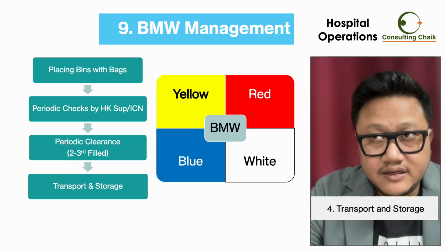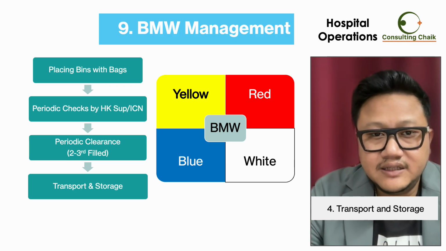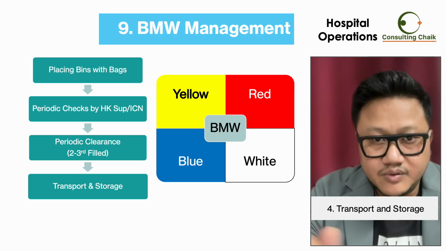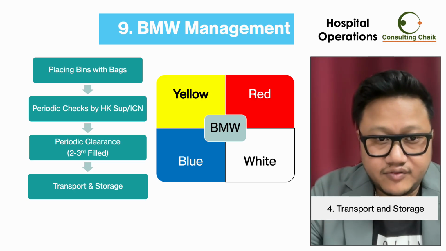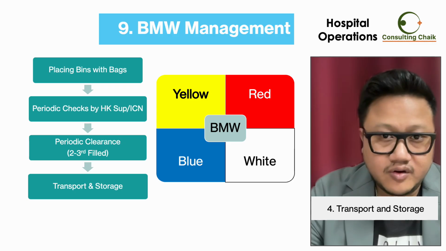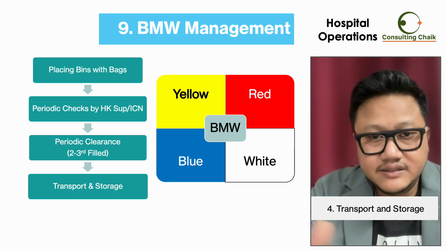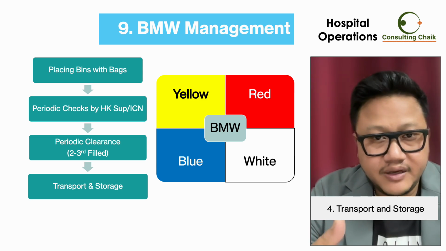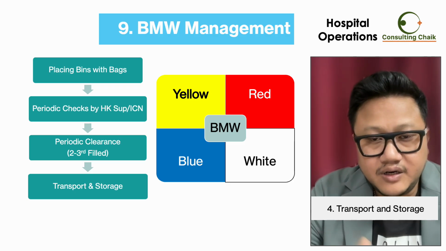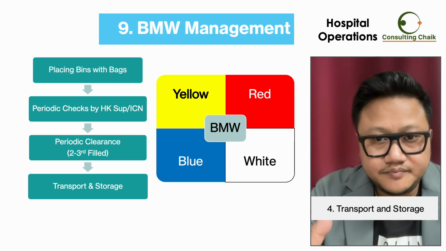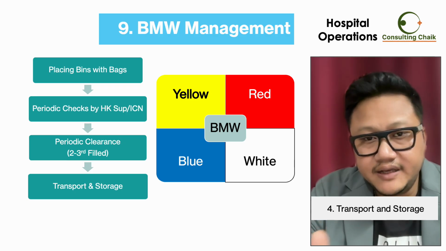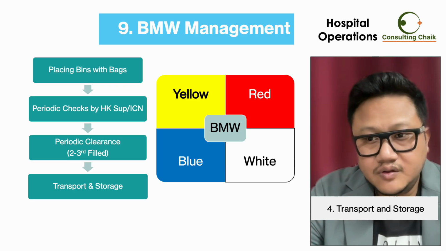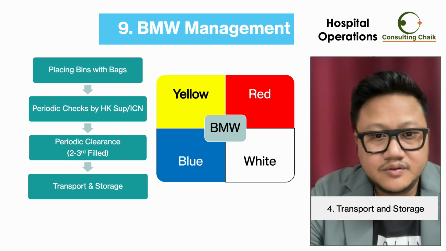And while they are transporting the bags, they should use a trolley which is covered. And for yellow, they should have a yellow trolley. For red trolley separately, for blue, white, or they can have a single big trolley where they can put all those different color coded bags and the boxes separately in it. Okay, so that's for BMW management.